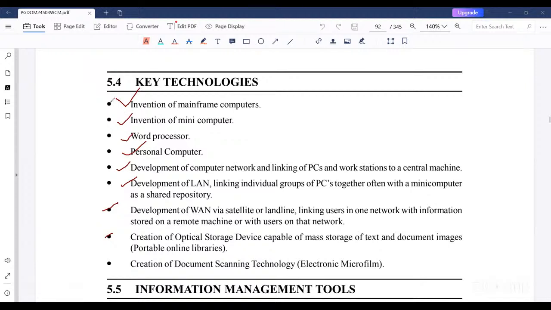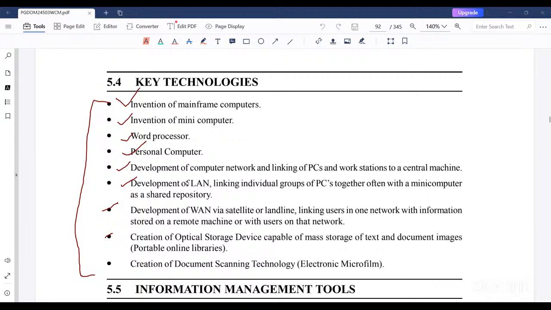So these are the different technologies that are used for the information to be stored in the organization for the purpose of management, which wants to take immediate decisions. These are the key technologies that are being used.